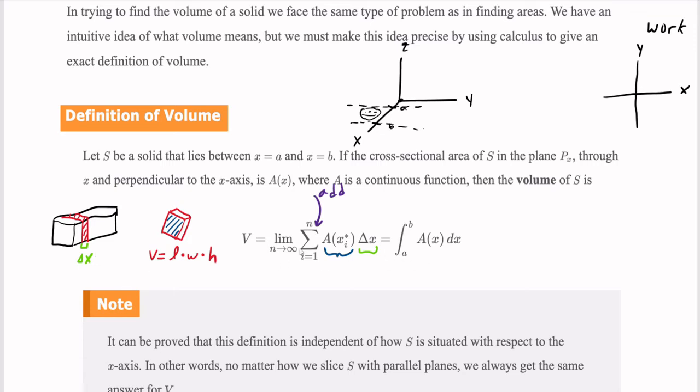So that's what this is saying. It's saying, okay, add up the volume of each slice of bread. How do I do that? I take the area times the width. Okay, so that's the volume of this one slice. Add it up. And then what's this limit doing?